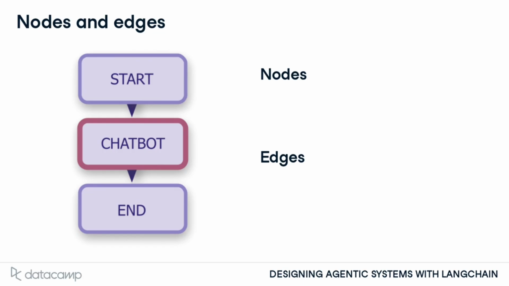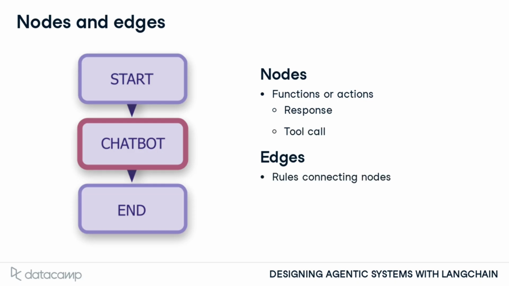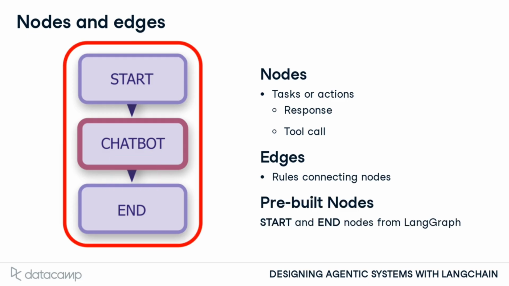In LangGraph, nodes represent functions like generating a response or calling a tool, while edges define the connections between these nodes. Here, an edge connects the start of the workflow to the chatbot node, and another edge connects the chatbot node to the end of the workflow. The start and end nodes, to define the start and end of the workflow, will be directly imported from LangGraph.